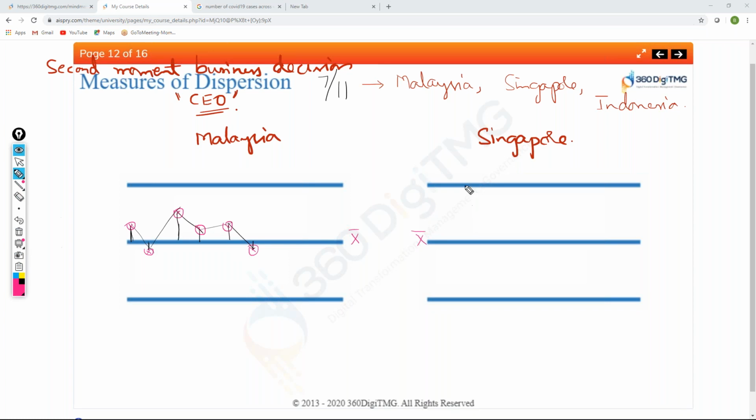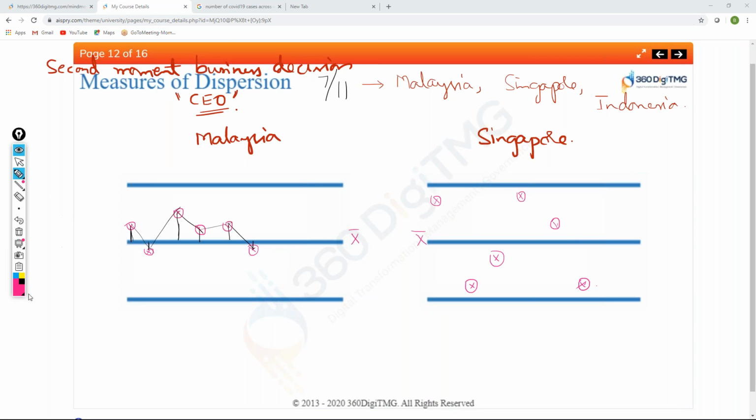Okay, so let me then talk about Singapore. Say the first month sales was way above average. Then the second month it was low. Third month it was here. Fourth month it was very high. Fifth month, and then sixth month.